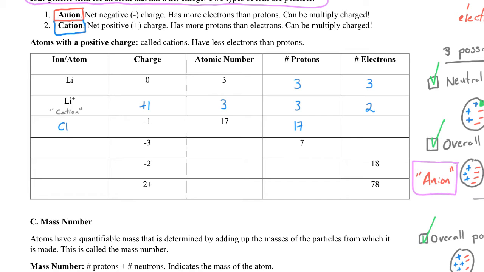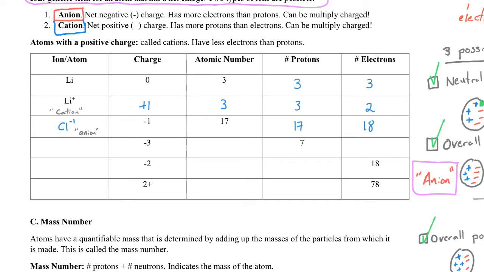Because we have a -1 charge, we're dealing with an anion here. And anions have more electrons than protons. We see the negative charge is 1 negative. That means we have 1 more electron than protons. So if we have 17 protons, that means we have 18 electrons. If you got that one right, great job. Now, you should pause the video again and try the next row.